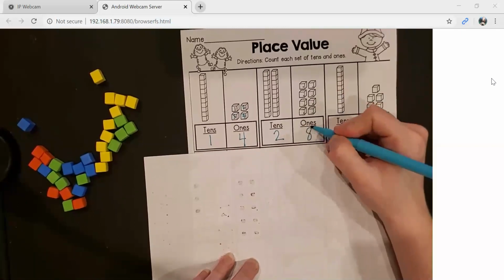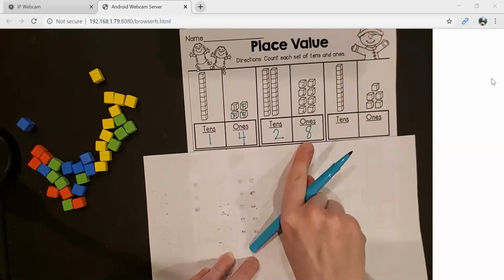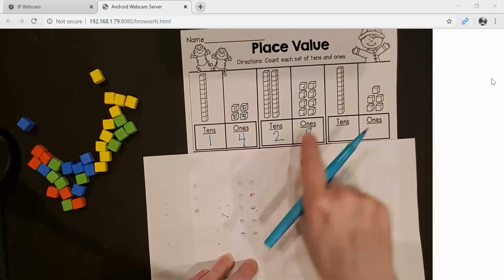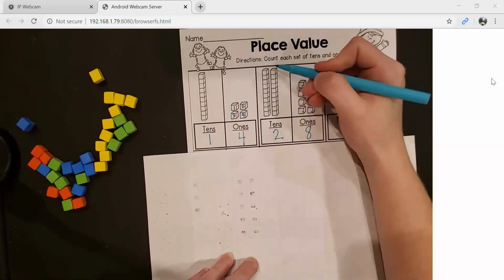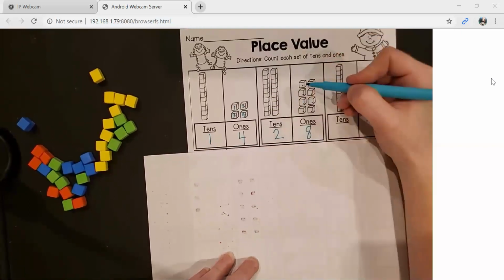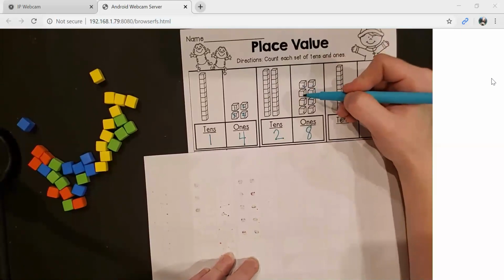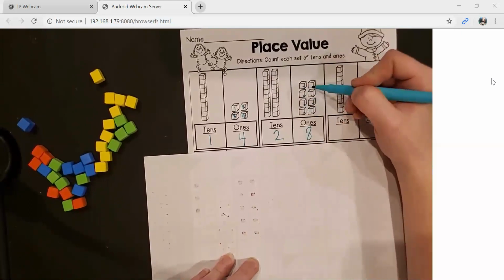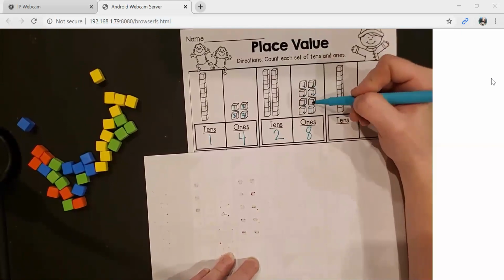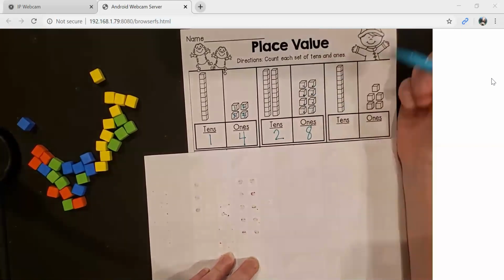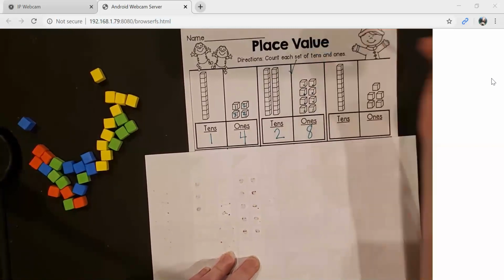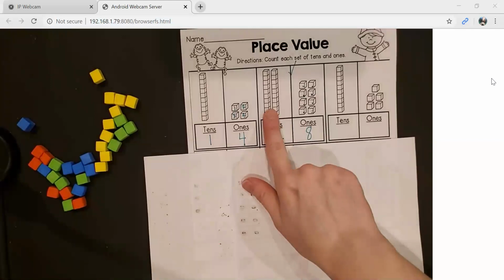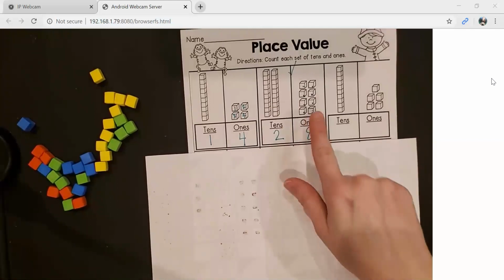And in my T&O chart, my total is 28. 10, 20, 21, 22, 23, 24, 25, 26, 27, 28. I counted to double check myself that yes, 2 longs and 8 ones makes 28.